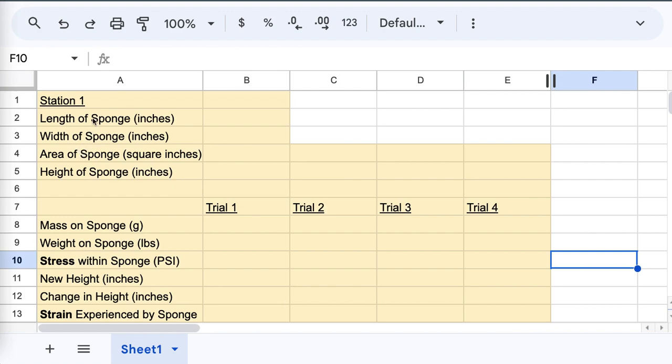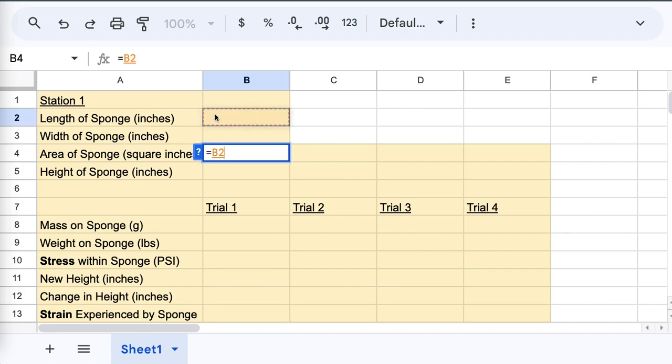So first and foremost, the sponge has length and width. That is to say, it has a certain surface area. And the surface area is equal to the length times the width. Return. Okay? So if I have a sponge that's 4 by 3, I fill those in, boom, it's 12. So that's how you do that one.